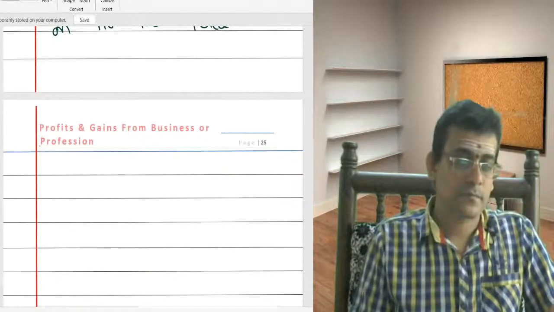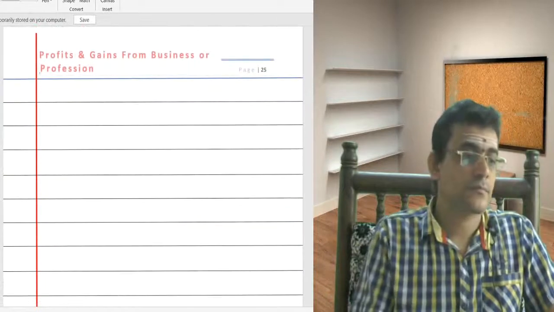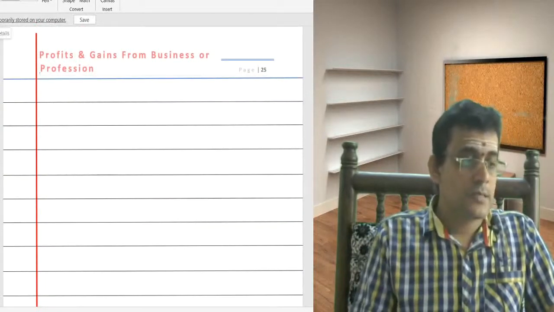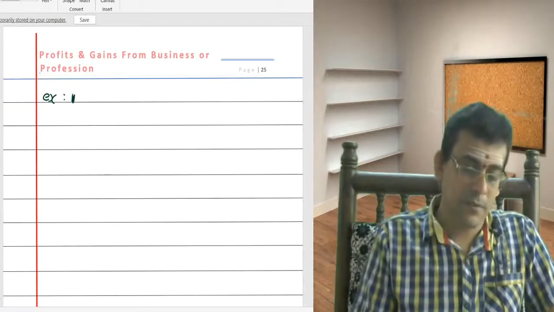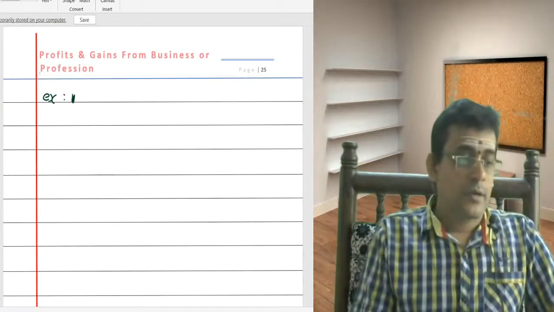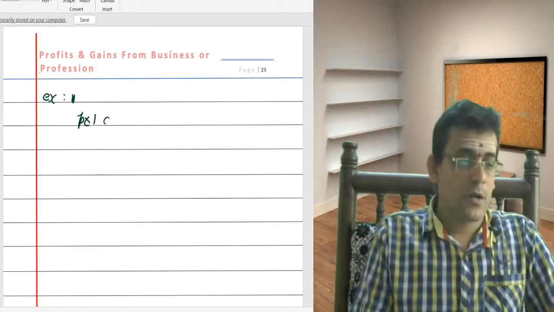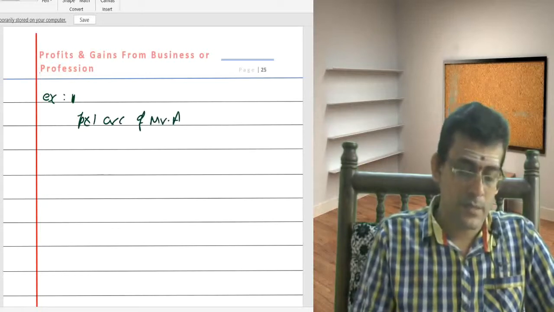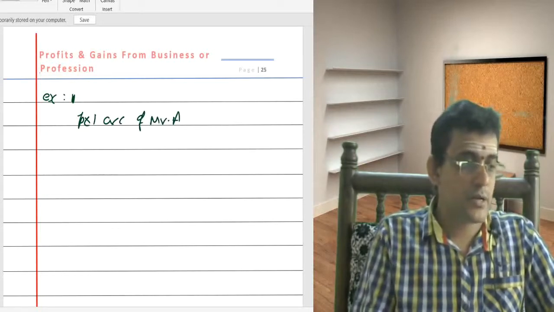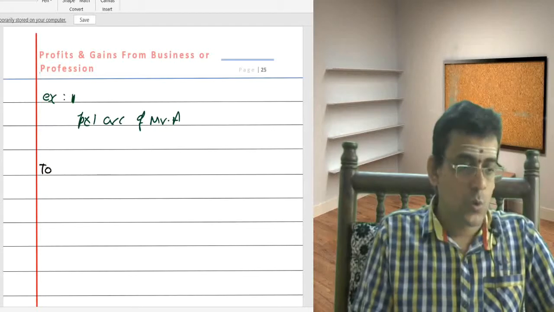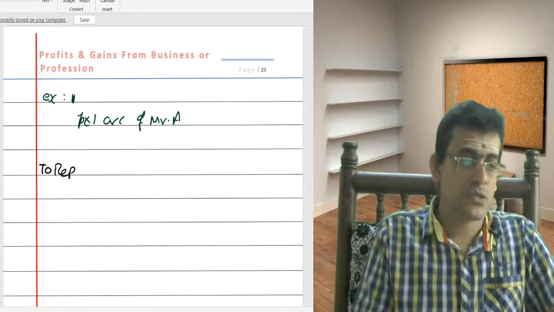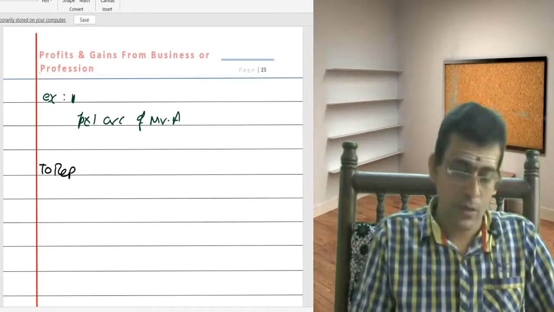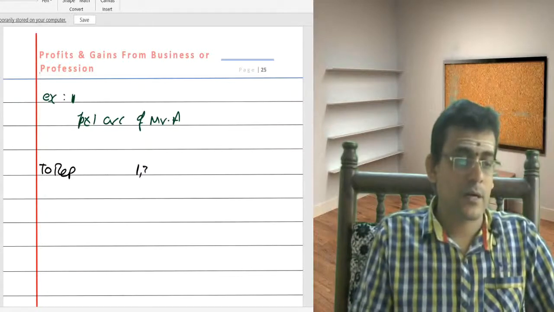Now, example number 1. Okay, the profit and loss account of Mr. A is given. Debits, let us take the debit here. To repairs on building, 1,30,000 is your debit.